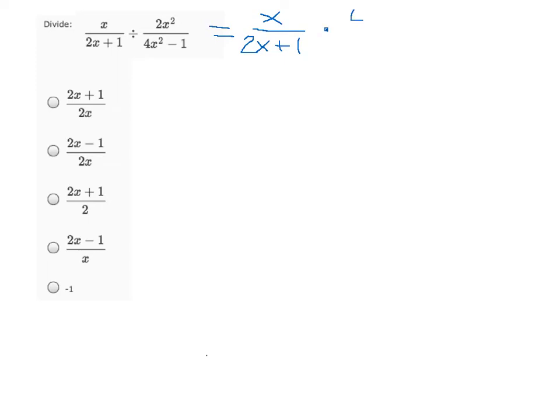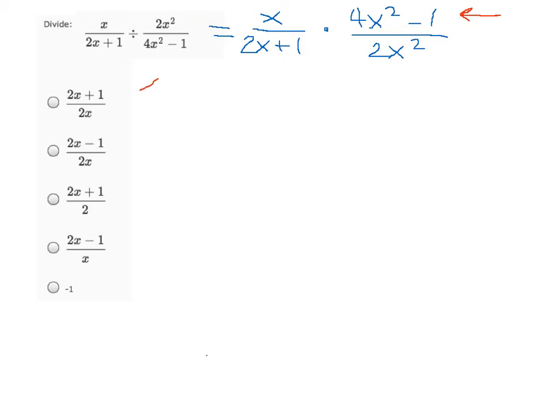So the reciprocal of the second fraction is (4x^2 - 1) divided by 2x^2. Now we want to factor this new numerator to make it simpler.